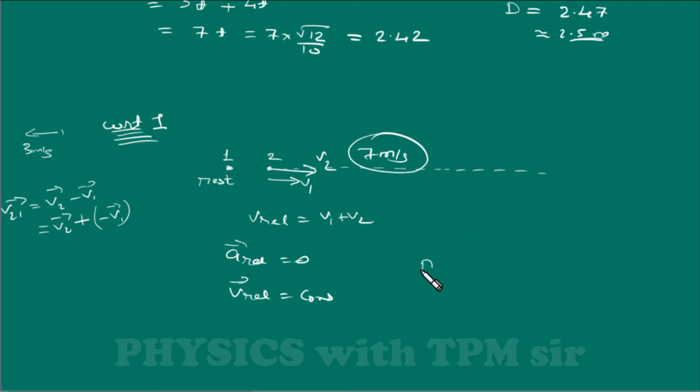So the distance between the particles at any time t will be 7 into t. It is simple. Only thing is we have to find the 7. For that we will have to do that calculation which we did above, v1 vector dot v2 vector is equal to 0. Without that you won't be able to solve. So this is how we can solve.